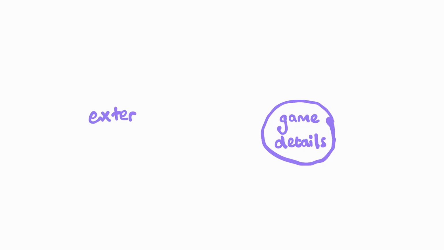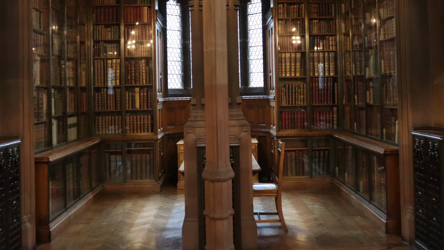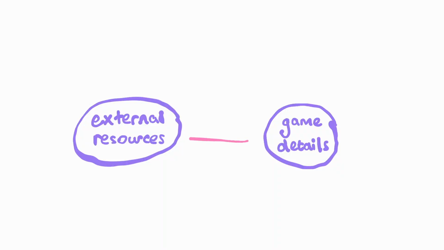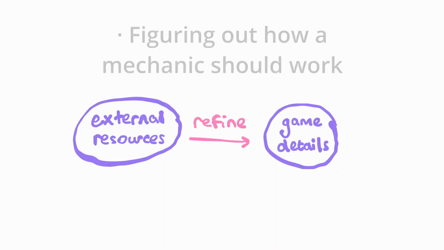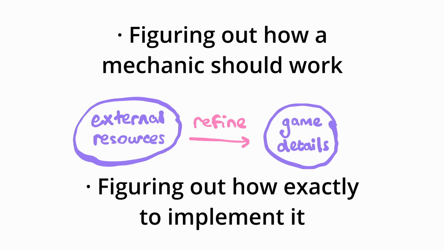The second place I spend my time is in external resources. As I mentioned, since I'm not an expert on any of these topics, I make heavy use of various external resources to refine the mechanics in the game. Generally, this refinement is either figuring out how a mechanic should work through having played similar games or learning a real-life concept and deconstructing it, or figuring out how exactly to implement it. For example, the information to store or how it interacts with other systems.